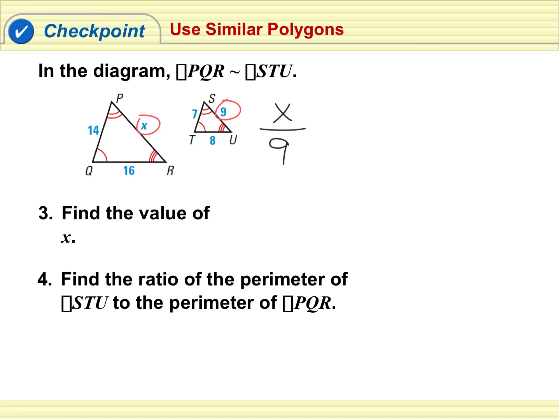Give me another one. 14 over 7. Okay. 14 and 7.